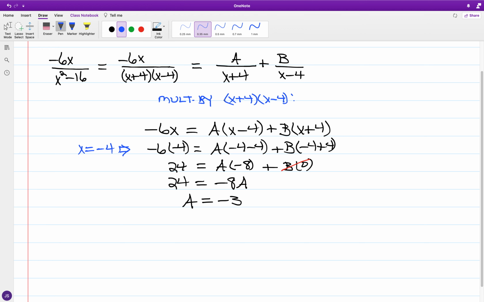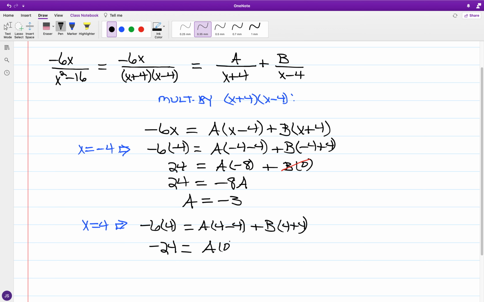And now, having found a, we can now set x to 4. And so we have negative 6 times 4 is equal to a times the quantity of 4 minus 4, plus b, all over 4 plus 4. Negative 6 times 4, okay, so this will be negative 24.